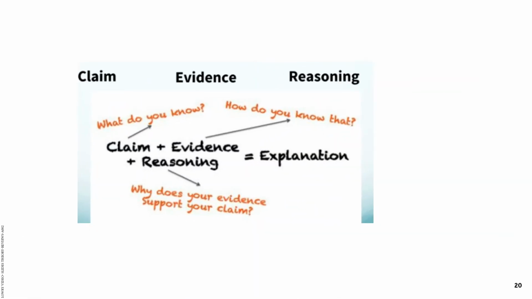So here, as we build up good propositions, it's all about good argumentation. Our claims or our statements or propositions, the evidence for those claims or propositions, and the reasoning. Now, what do you know? How do you know that? Why does your evidence support your claim? Now, the key trap here with emerging scholars is to use results of previous studies as the evidence.